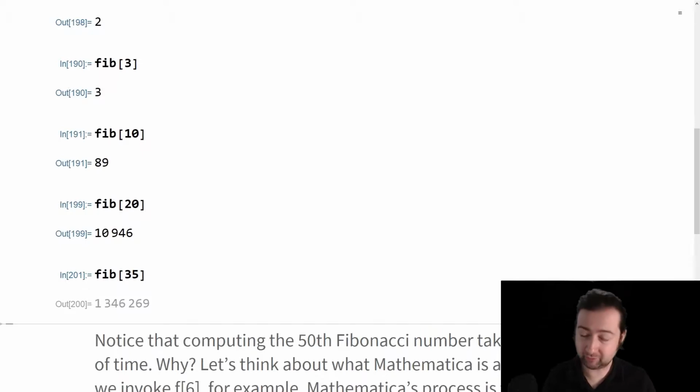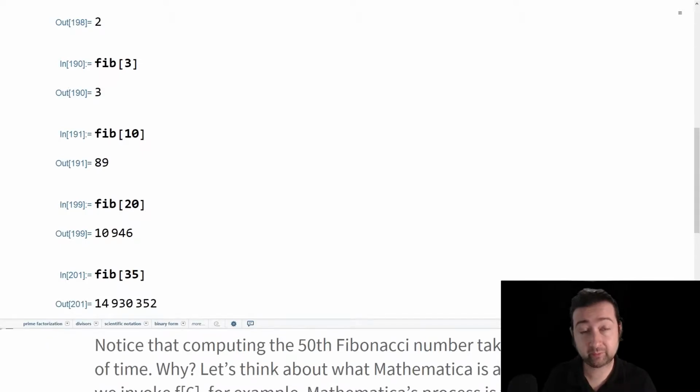We're just going to sit here and wait for this to finish evaluating, because there was a big difference between f of 30 and f of 35. All right, so there is the 35th Fibonacci number. It's correct, but that took 10 seconds to evaluate. So the question is, why did it take that long?